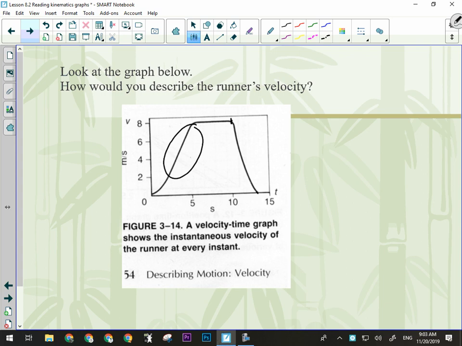This person probably didn't run very far, given that they only ran at 8 meters per second. I say only. 8 meters per second isn't all that fast. To give you an idea, Usain Bolt's top speed is like 16 point something. He's a freak. It's crazy what this guy would do.